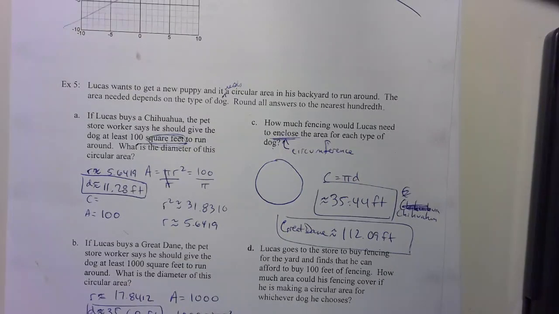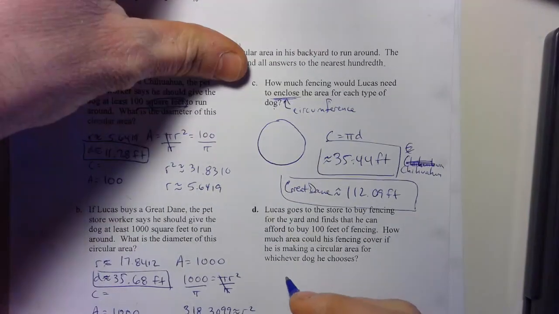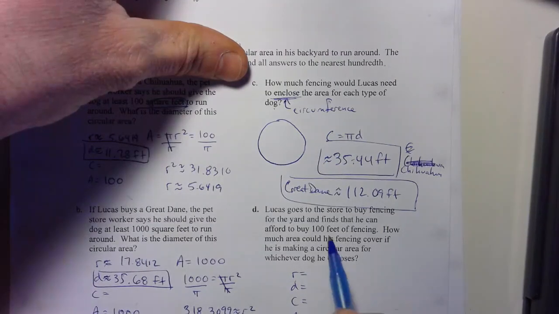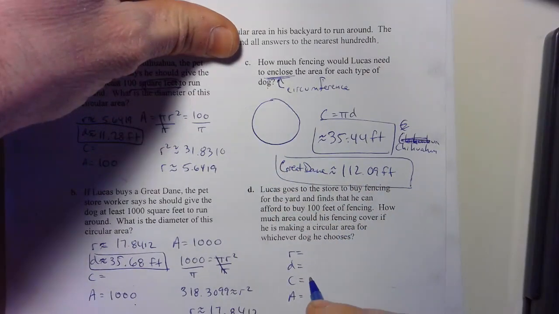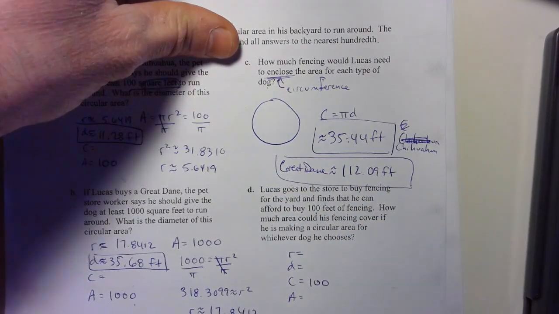Let's see, D. Lucas goes to the store to buy fencing for the yard and finds that he can afford to buy 100 feet of fencing. He can only afford 100 feet. Which one is that going to be? Well, the fencing goes around, so that's going to be the circumference. So the circumference there is 100.